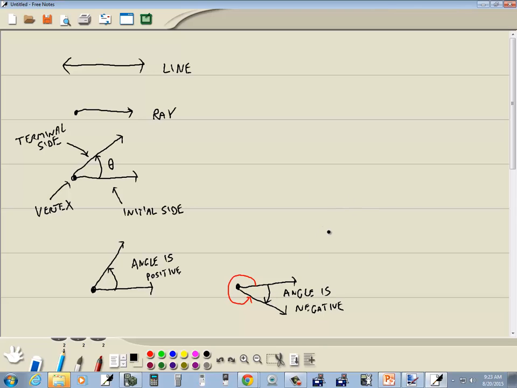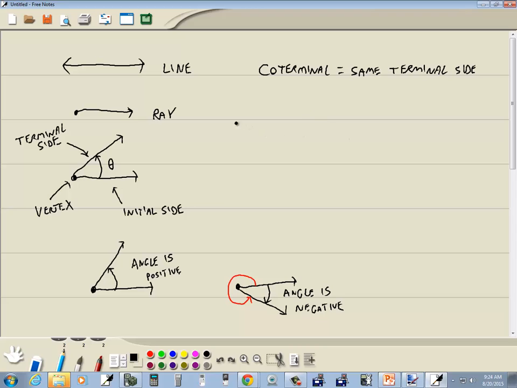Now where they have the same terminal side, that's referred to as coterminal. So for example, if you have two angles that give you the same terminal side, refer to them as coterminal. So same terminal side.